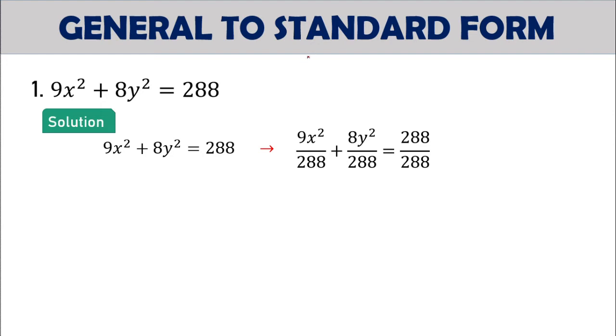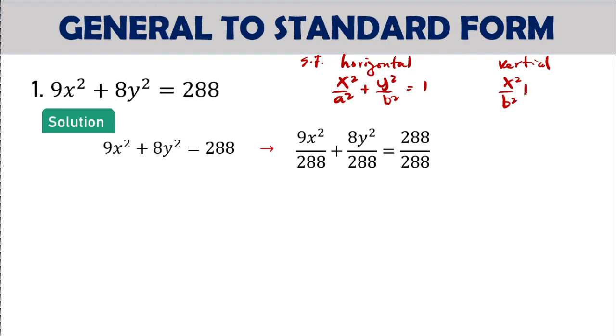Let me write the standard form of an ellipse. If it is horizontal, it is given by x squared over a squared plus y squared over b squared equals 1. Take note that the right hand side of the equation is equal to 1. If vertical, it is x squared over b squared plus y squared over a squared equals 1. That's why in this part I divided by 288, so that the right hand side becomes 1.